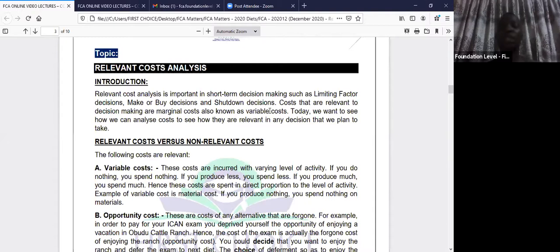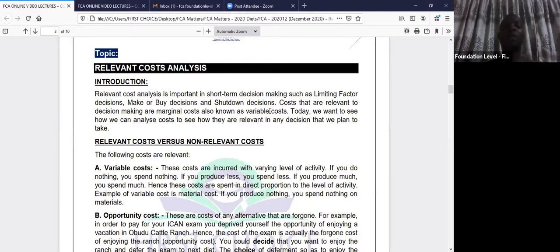We use those two costs interchangeably because marginal cost is the cost of making one extra product given the available resources. And what do you call the extra cost of making one product? It's called the variable cost of that product. And so you see, marginal cost is variable cost. So we use them interchangeably.